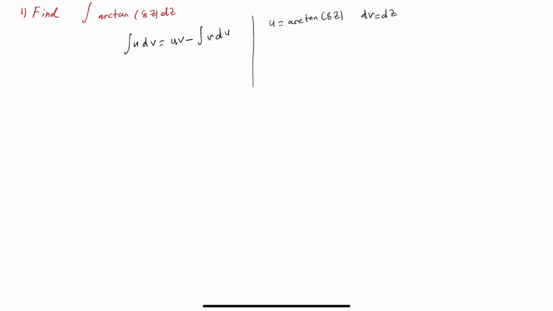Now notice in here that the derivative of arctan of x is going to be 1 over 1 plus what's inside squared. Therefore, when we take du, it's going to be 1 over 1 plus 8z squared, and then we take the derivative of the inside, which is 8 dz. This is going to be equal to 8 dz over 1 plus 64 z squared.